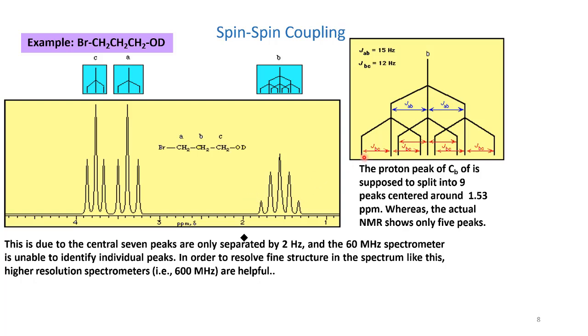So that is how we can get 1, 2, 3, 4, 5 peaks here. So here 3 and here 3 and then here 5. This is for the B and this is for A and C. So that is how it happens. It's supposed to be 9 splits, but it will split into 5 only, because these are very close to each other, so it won't give different peaks.